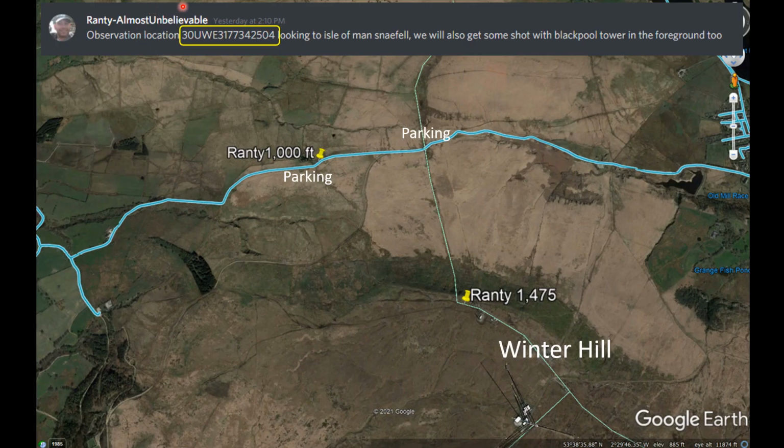So what I have circled in yellow up here is what Ranty sent as his location, and surprisingly, it did work on Google Earth. It sent me to this location here at 1,475 feet on Winter Hill. Now I'm not certain if Ranty is going to be at this exact location when he makes this observation, so I decided to do a second prediction down here at a parking area, which is at 1,000 feet.